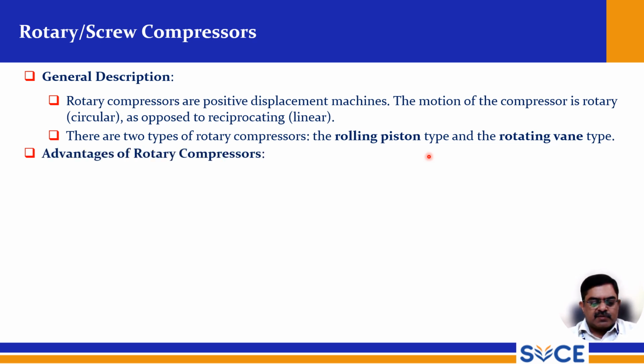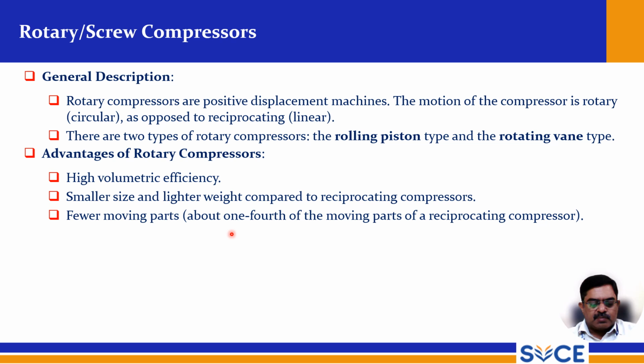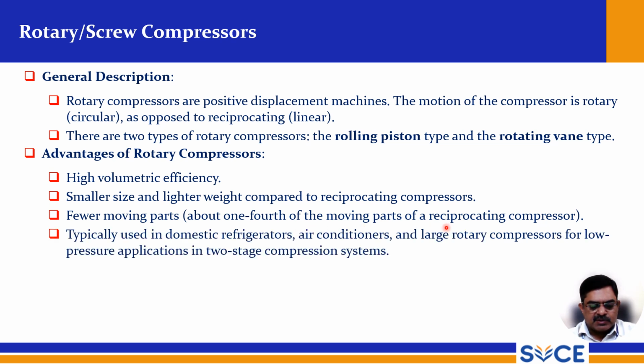The advantages of rotary compressors are high volumetric efficiency, smaller size and lighter weight compared to reciprocating compressors, and fewer moving parts, about one-fourth of the moving parts of a reciprocating compressor. They are typically used in domestic refrigerators and air conditioners, and large rotary compressors are used for low pressure applications in two-stage compression systems.